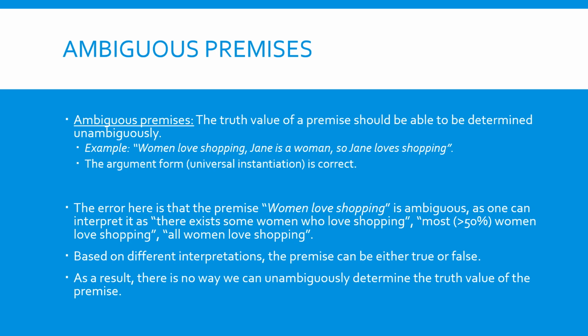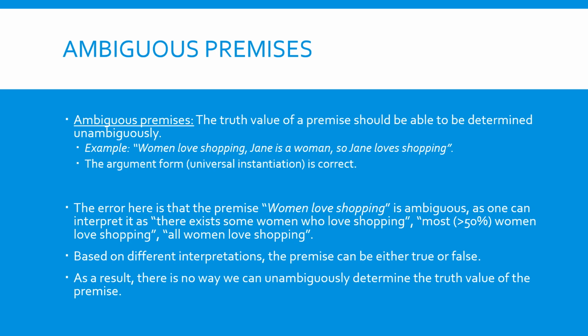Then, some incorrect proofs involve the use of ambiguous premises. For example, one may say, women love shopping, Jane is a woman, so Jane loves shopping. The argument form used here is universal instantiation, which is correct. However, the premise, women love shopping, is ambiguous, as there are many different ways to interpret it. It could mean some women love shopping, which is correct. Or it could mean all women love shopping, which is incorrect. Depending on different interpretations, the premise that women love shopping can be either true or false.